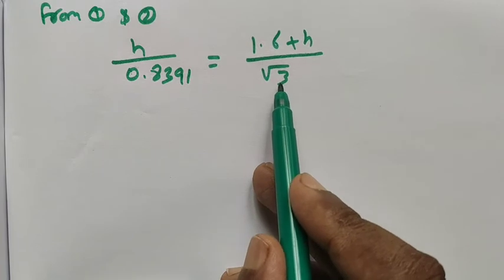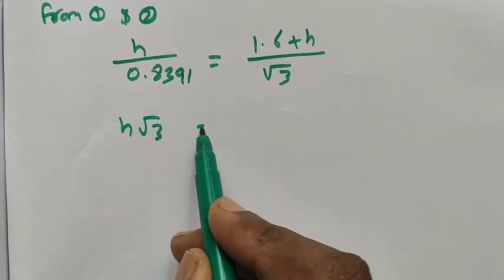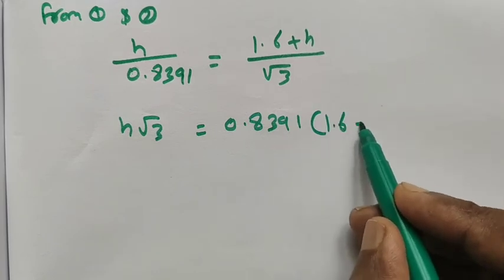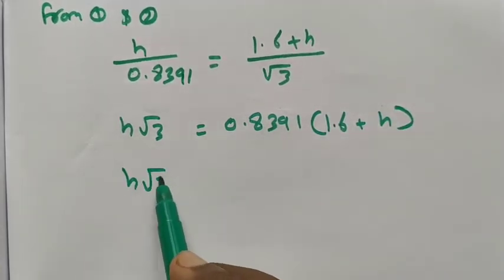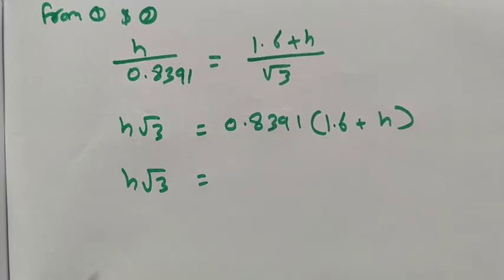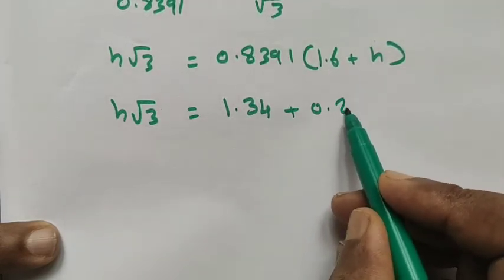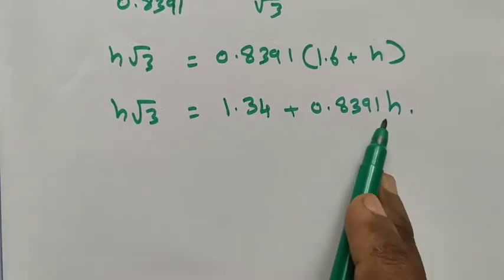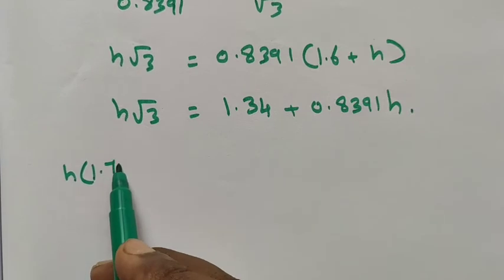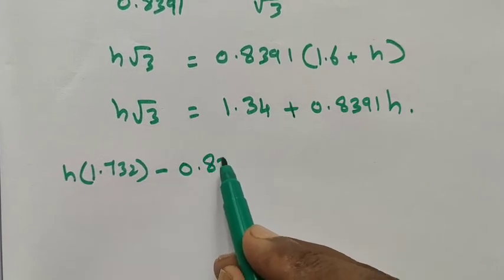Now the root 3 value is 1.732. I take this root 3 to this side, that is H root 3 is equal to 0.8391. I take this term to this side, it is 1.6 plus H. H root 3 is equal to, when we multiply 1.6 into 0.8391, we get the value as 1.34 plus 0.8391 H. So the H term I take to one side. Here we already have H. Root value is 1.732 minus, this is plus symbol, right? If I take it to the other side, you get minus 0.8391.